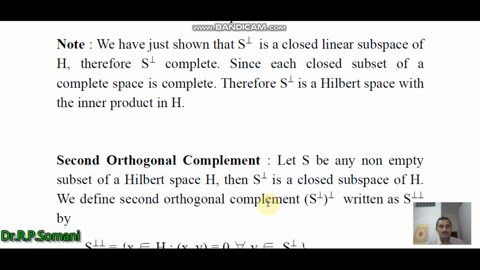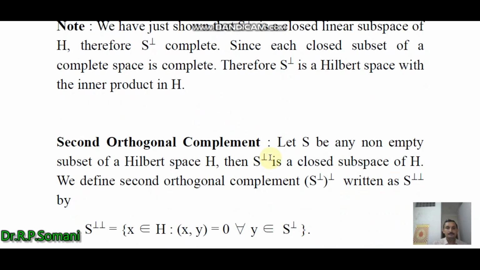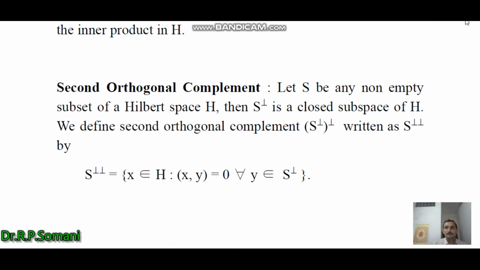Now we define the second orthogonal complement. Let S be any non-empty subset of a Hilbert space H, then S orthogonal is a closed subspace of H. So we define the second orthogonal complement as the orthogonal of S orthogonal, written S double orthogonal, by the equation: S double orthogonal equals the set of x belonging to H such that the inner product of x and y equals 0 for all y belonging to S orthogonal.